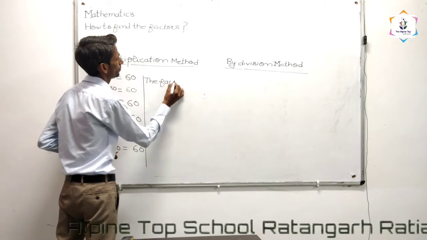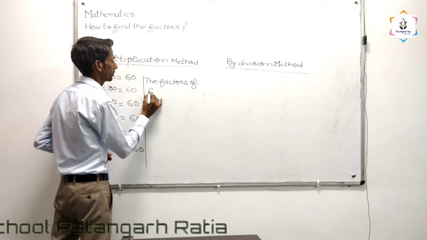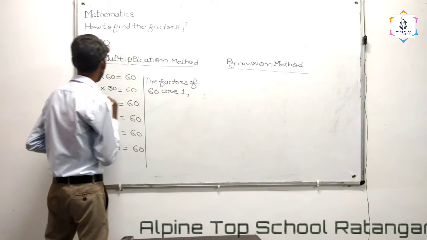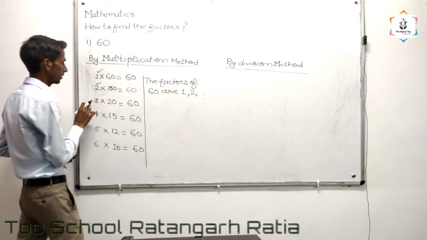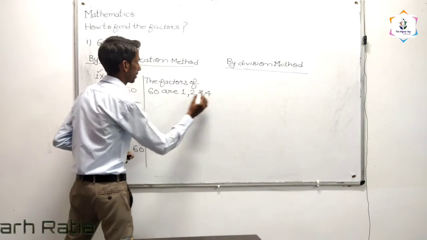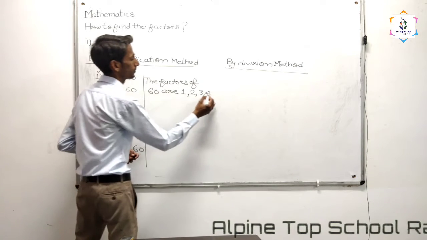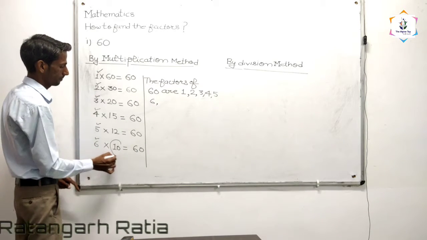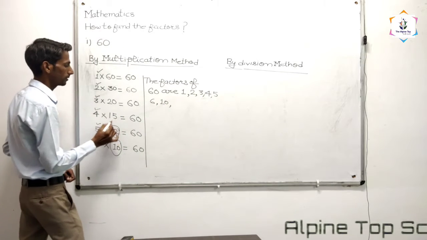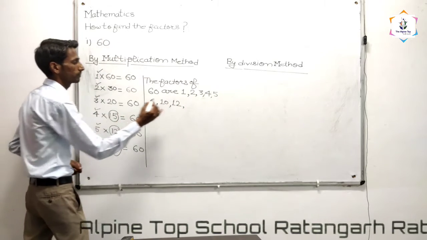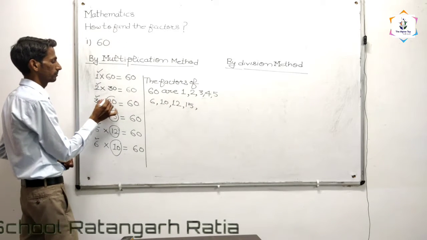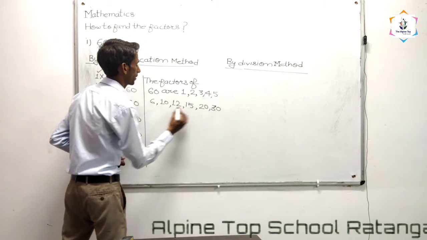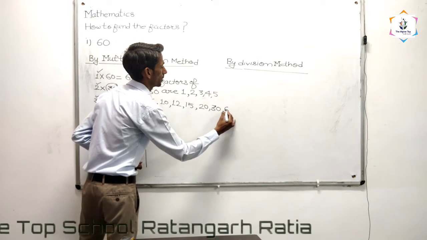The factors of 60 are... Now I am going to identify from here. 1, 2, okay, 3, 4, 5, 6. No, after 6, 10, then 12, then 15, then 20, then 30, and at the last we have to write 60.